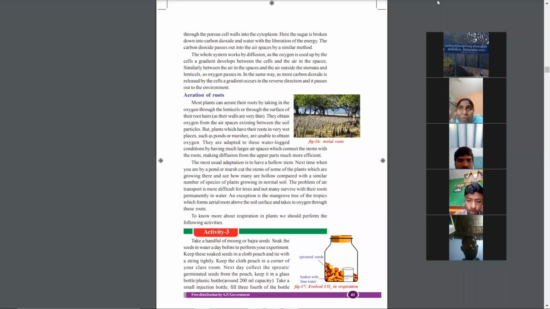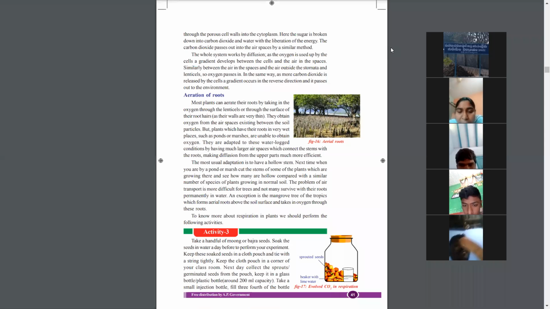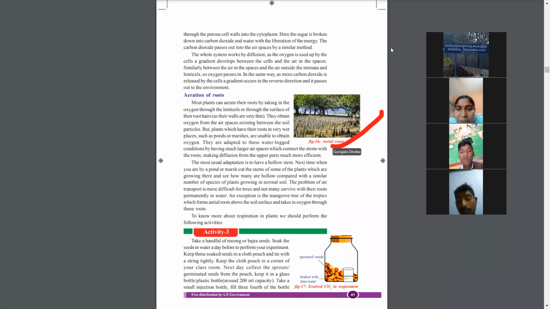Then, for the exception case, we can see this in the mangrove plants. Mangrove plants usually grow in the tropical rainforest. We can see these mangroves nearly in the forest areas or nearby river areas. Mangroves have a special mechanism. They have aerial roots. The aerial roots develop above the surface. You can see in the picture here how the aerial roots are developed.